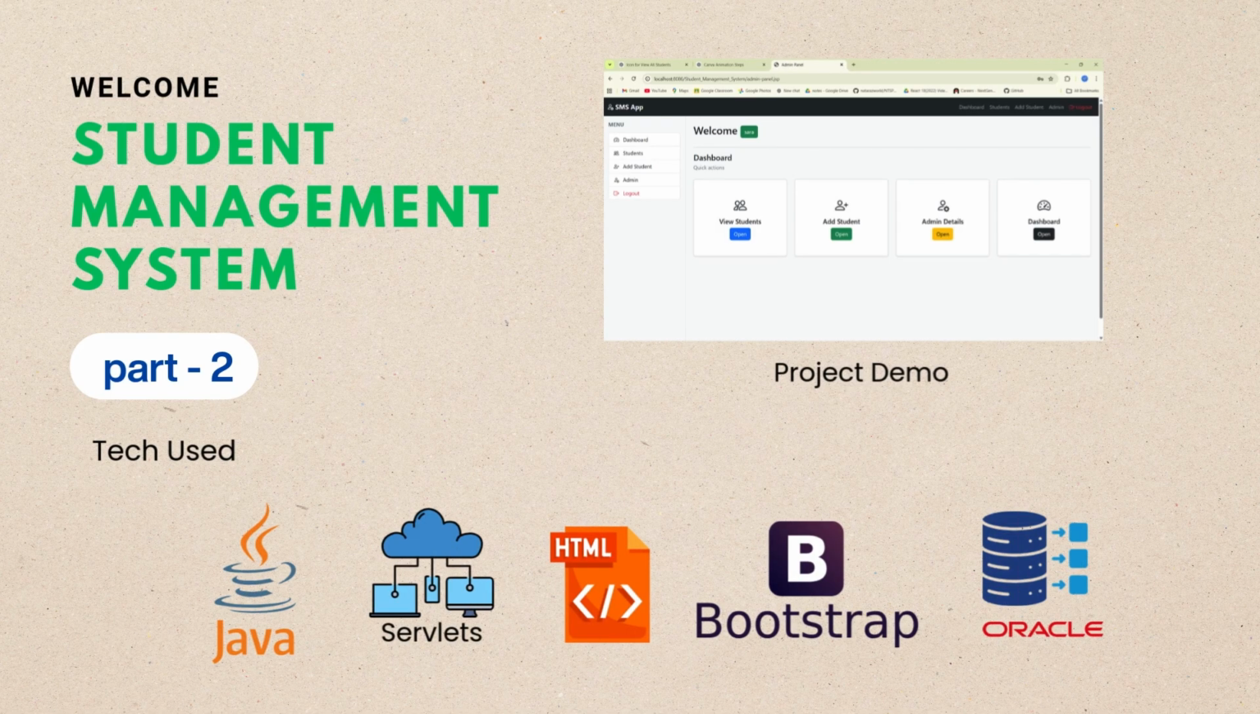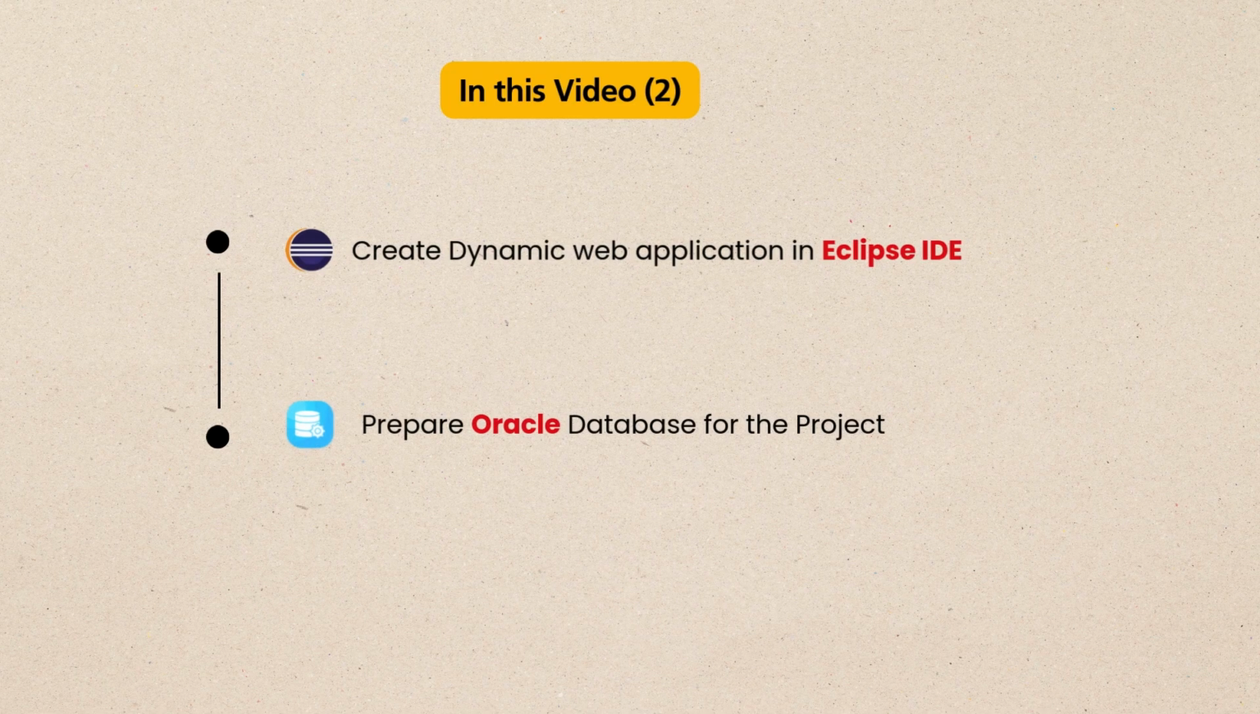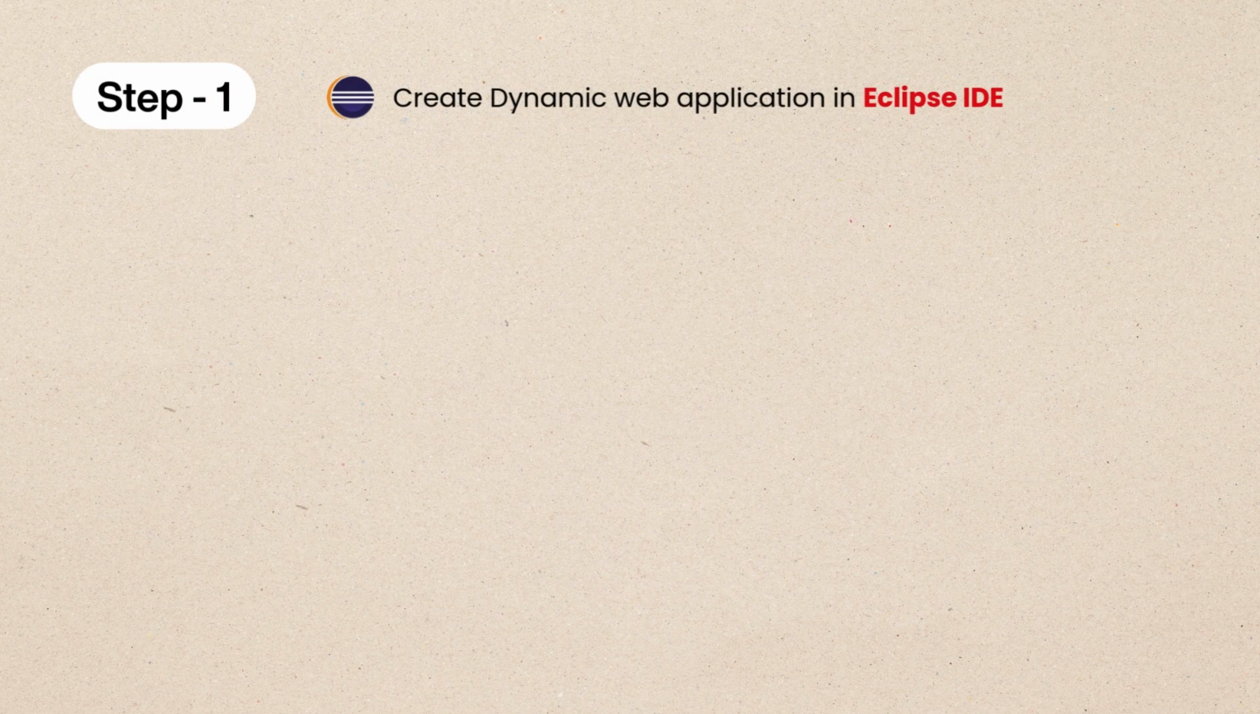In this video, we will see how to create and set up the dynamic web application in Eclipse and also prepare the Oracle database for our project. For this setup, we are going to follow 5 steps. Step 1 is to create a dynamic web application in Eclipse.